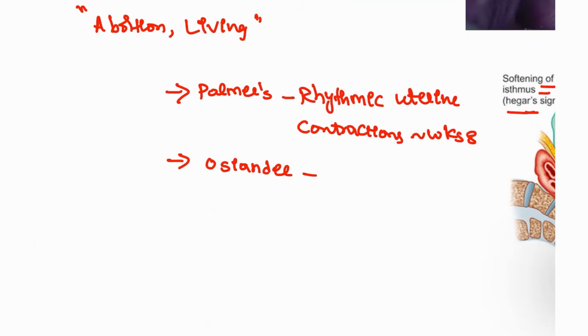Osiander sign means lateral vaginal wall pulsation. So when you are palpating the vaginal wall, you can feel the pulsation. This is also seen around 8 weeks. Okay, these are other important signs that you have to remember.